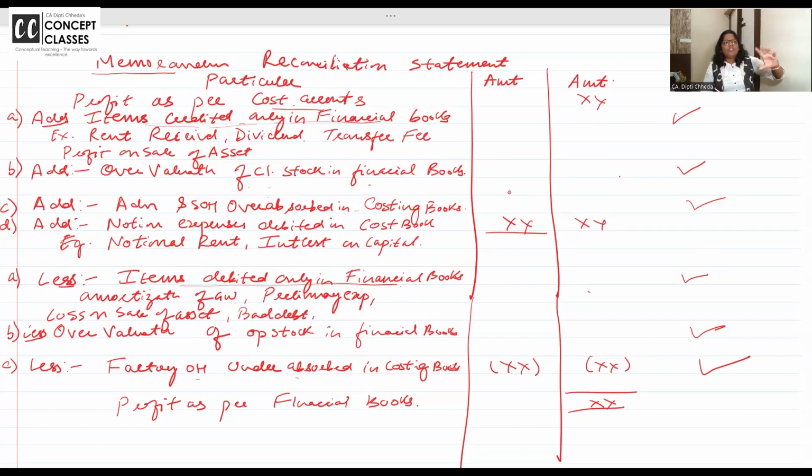Now, in costing books, some notional expense you have charged. Implicit cost, opportunity cost, like paying rent to proprietor, interest. ऐसा आपने cost sheet में डाला है. But this is not a real expense. You can't pay rent to yourself. Can I add it back?